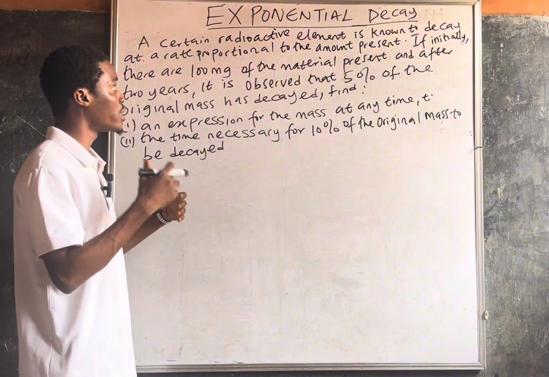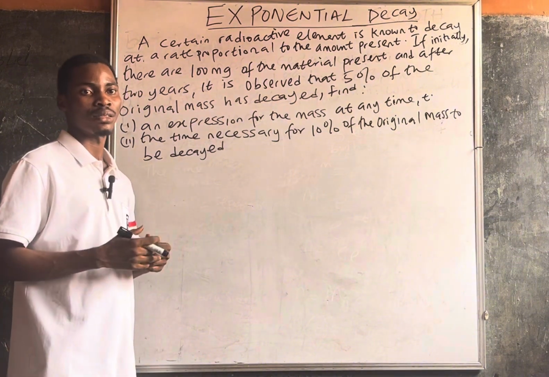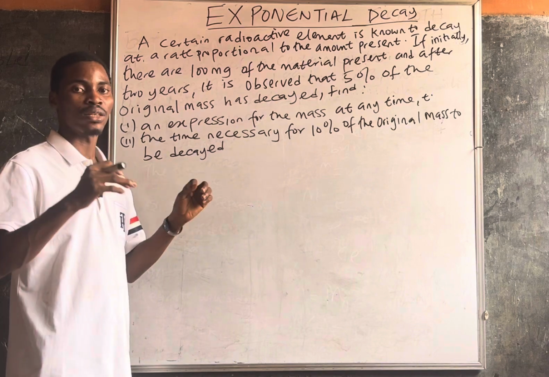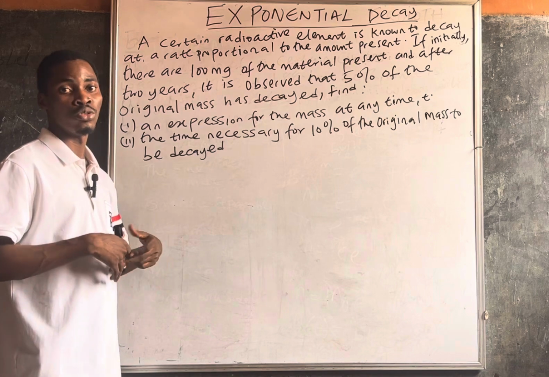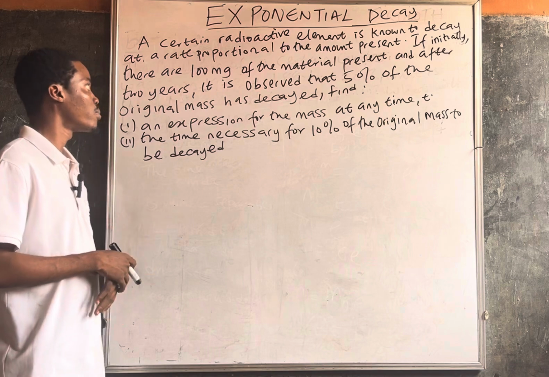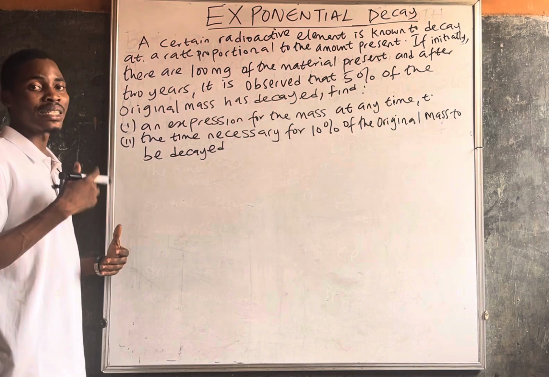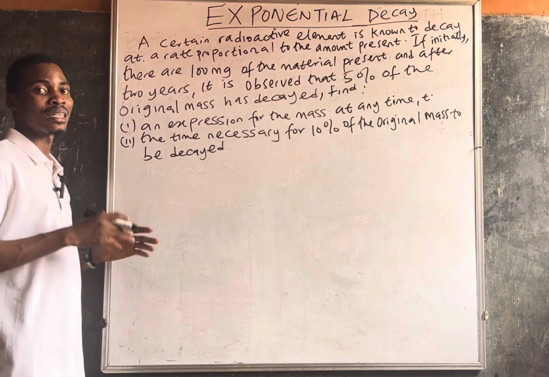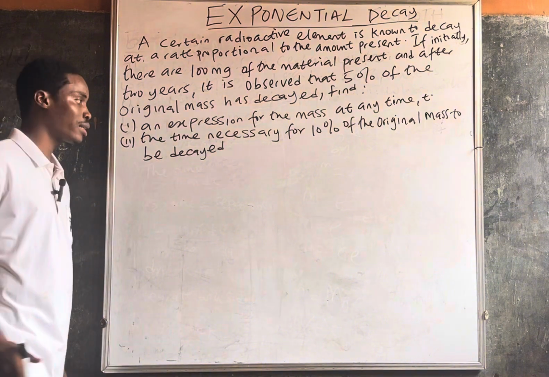A radioactive element is a chemical element with an unstable nucleus that decays over time. A chemical element can be uranium, plutonium, or radium. So a radioactive element decays with what? With time. So how can we now solve this exponential decay?